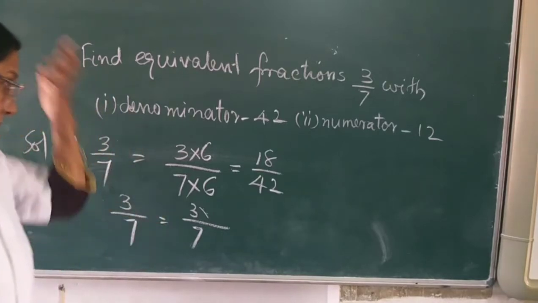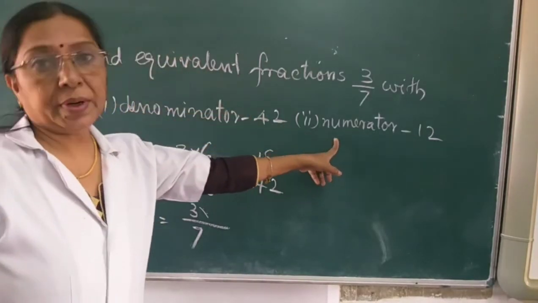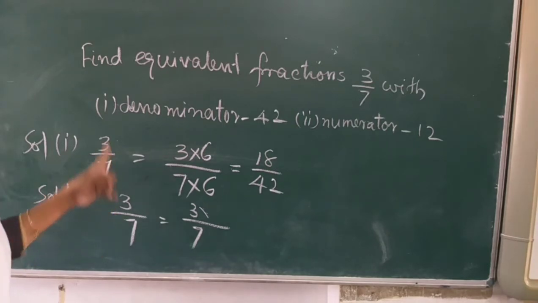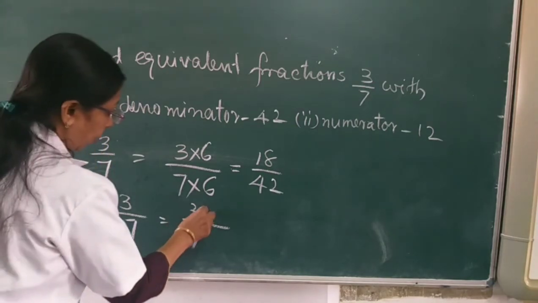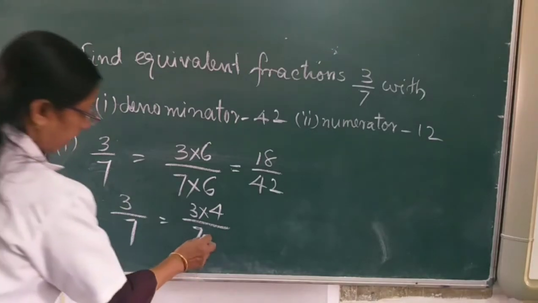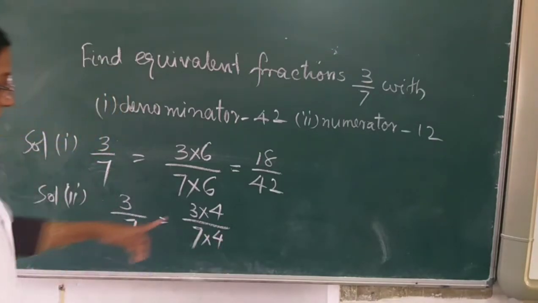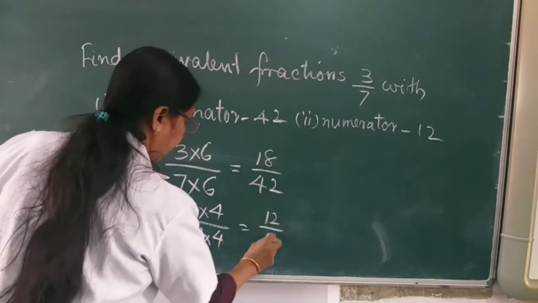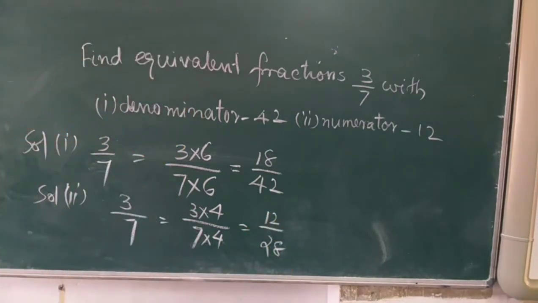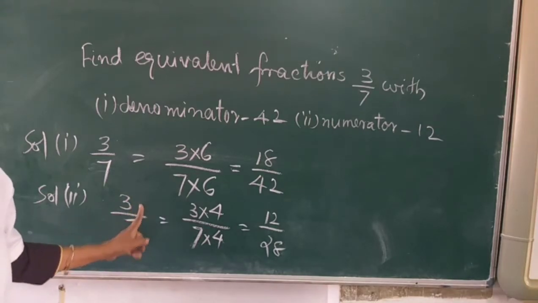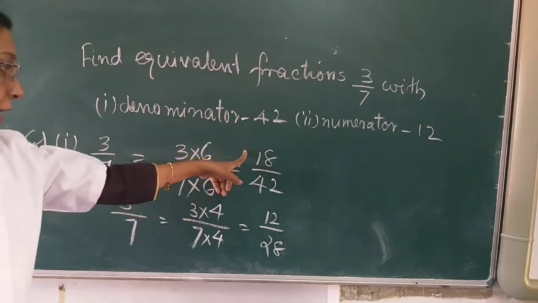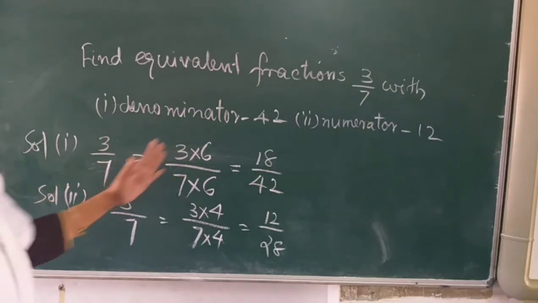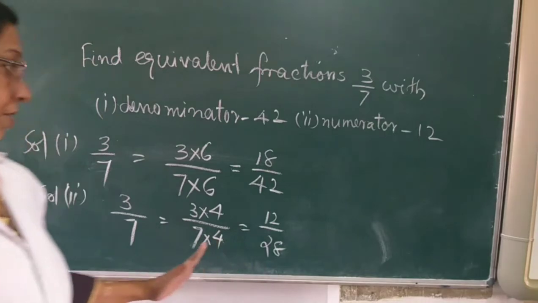Here, see in the second question, numerator 12. Here the numerator is 3. 3 into which number is 12? 3 into 4 is 12. So multiply both numerator and denominator by this 4. That is 12 by 28. This 12 by 28 is an equivalent fraction of this 3 by 7. Here 18 by 42 is an equivalent fraction of this 3 by 7. These are all bigger equivalent fractions.